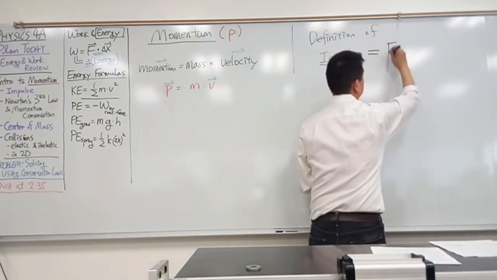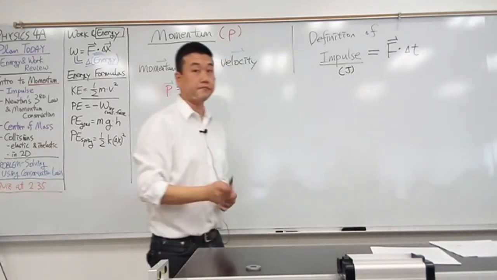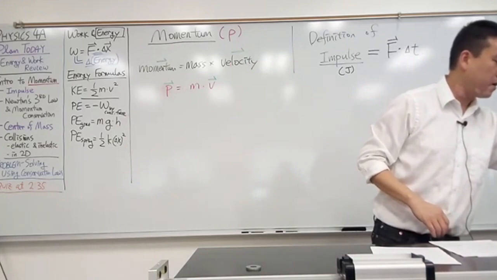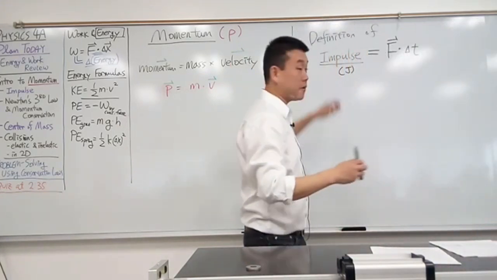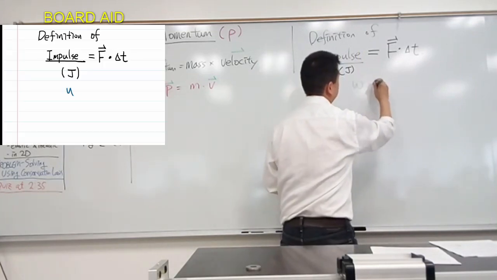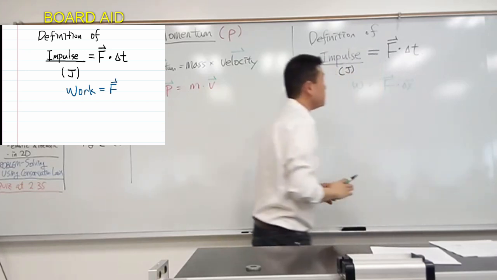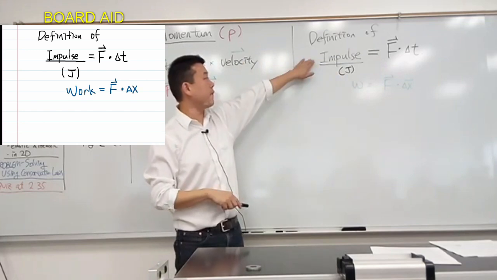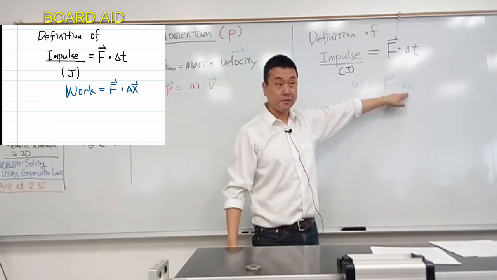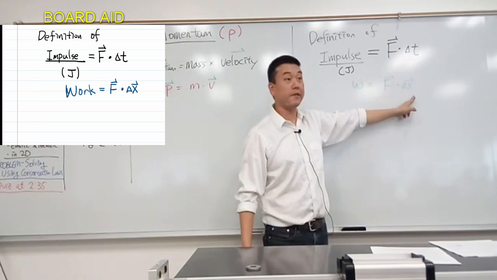It's a force times duration of time. You have seen a similar definition before. I want you to compare this definition of impulse to the work that we defined before. We defined the work this way. Work was defined as force times displacement. Impulse is different in an obvious way: here I had the change in position, and now I have change in time. So that's a rather obvious difference.